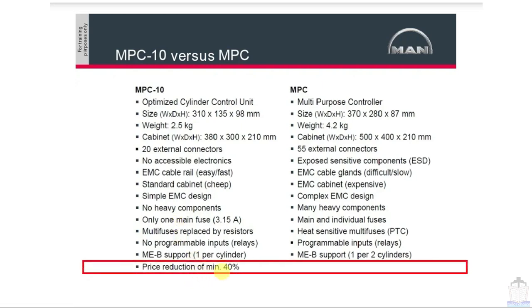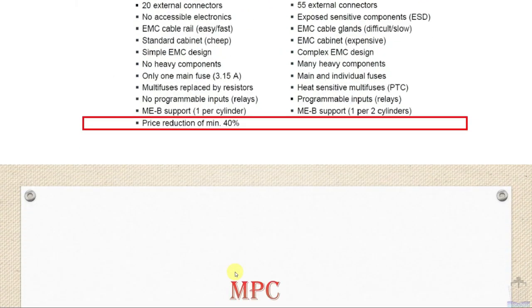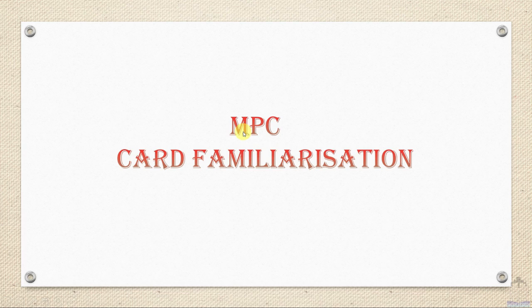that is price reduction of minimum 40%. This MPC 10 costs around $4,000 and this MPC costs around $7,000, and hence the reduction of price is about 40%. Now we are going to our next topic, that is the MPC card finalization.